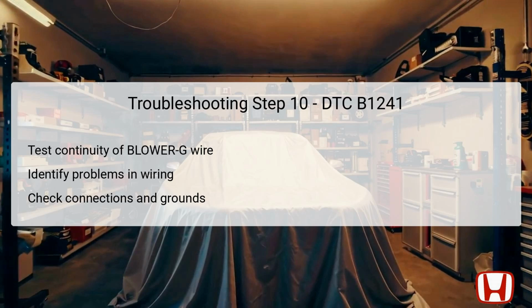Measure the continuity between the 11th pin of the climate control connector and the first terminal of the power transistor connector. Detecting continuity verifies that this wire is functioning correctly and allows you to advance to step 11. Should there be a lack of continuity, there could be an issue affecting connectivity, necessitating repairs to rectify the blower G wire, ensuring smooth electrical flow in the circuit.